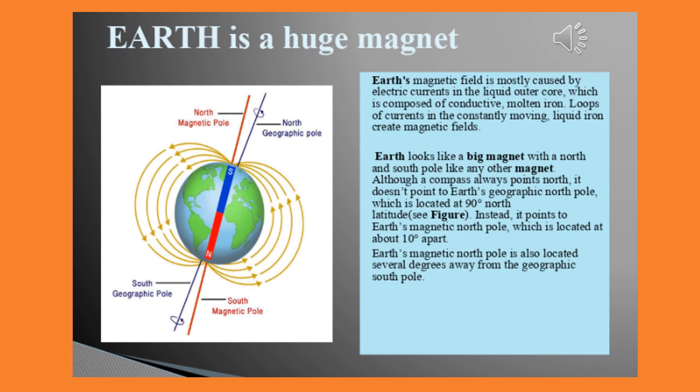like any other magnet. Although a compass always points north, it does not point to Earth's geographic north pole, which is located at 90° north latitude as it is shown in figure. Rather, it points to Earth's magnetic north pole, which is located at about 10° apart. Earth's magnetic north pole is also located several degrees away from the geographic south pole.